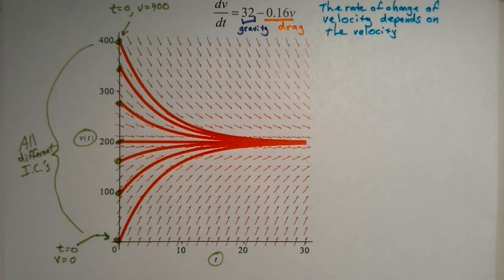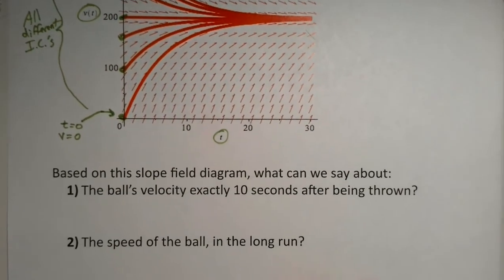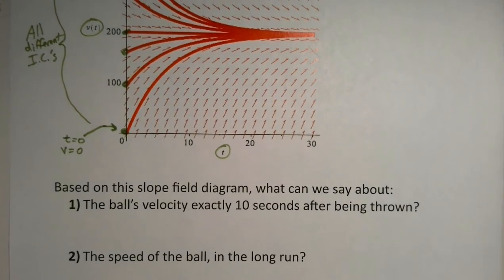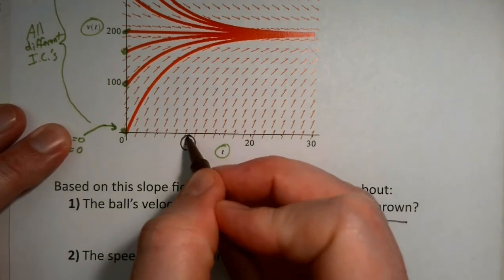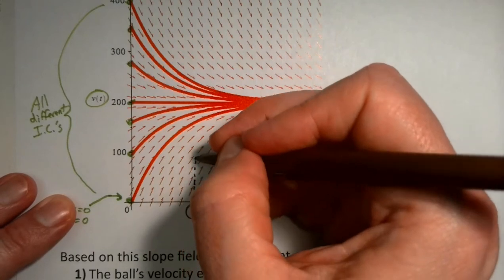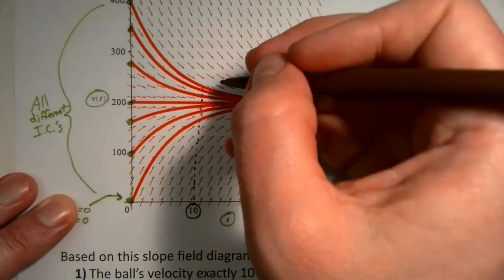So down on the bottom here, you'll notice a couple of things. The first question says, based on this slope field diagram, what can we say about the ball's velocity exactly 10 seconds after it's thrown? Well, 10 seconds after it's thrown would be right here. And that means anywhere along this kind of vertical line would be 10 seconds after it's thrown.